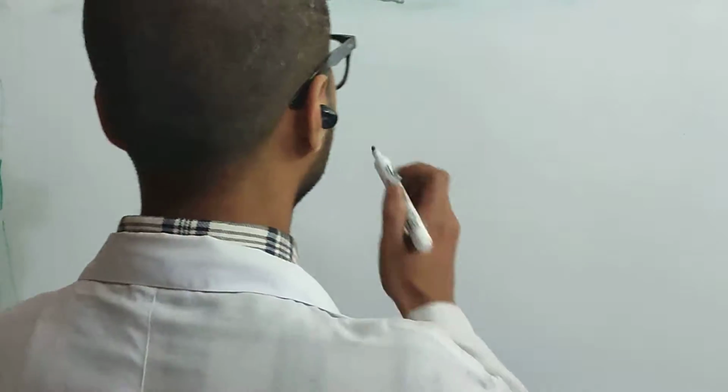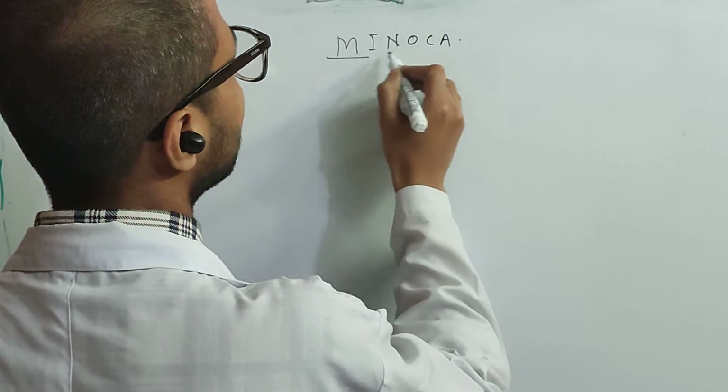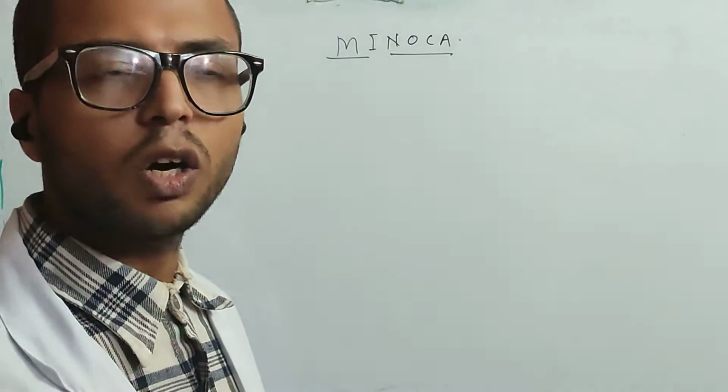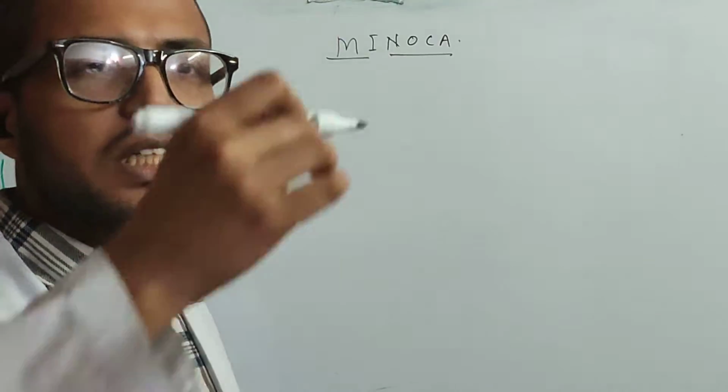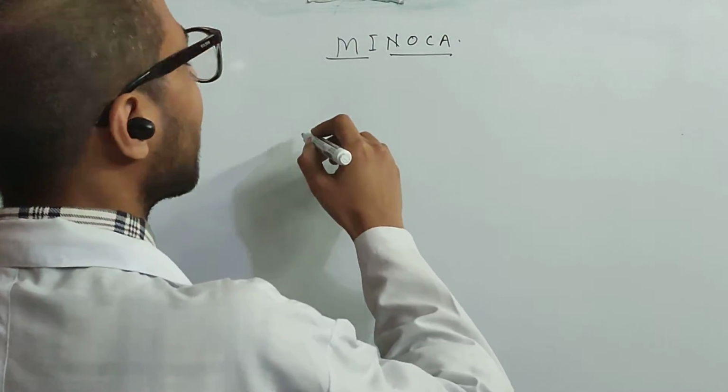So let me write the term here, MINOCA: MI with non-obstructive coronary artery. This is per se not a disease, but you can call this a syndrome. Why am I calling it a syndrome? Because there are various causes of MINOCA, and you have to identify what is causing that MINOCA, because the prognosis of the patient and your treatment modalities will be directed towards the cause rather than just focusing only on MI.